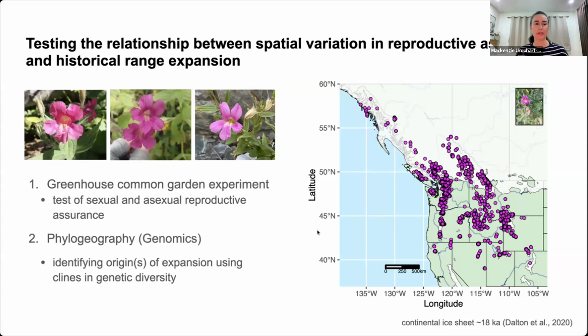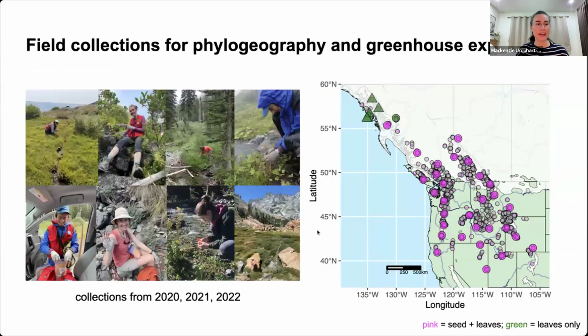So this project has two components. One is a greenhouse common garden experiment to measure range-wide variation in sexual and asexual reproductive assurance. And the second part is phylogeographic inference using genomic data to provide the relevant spatial context to interpret the influence of historical range expansion on patterns in reproductive assurance. To complete this project, I did a lot of field work. I conducted range-wide sampling over 3 field seasons to collect seed and leaf tissue samples. The map here shows the same range-wide occurrence records.